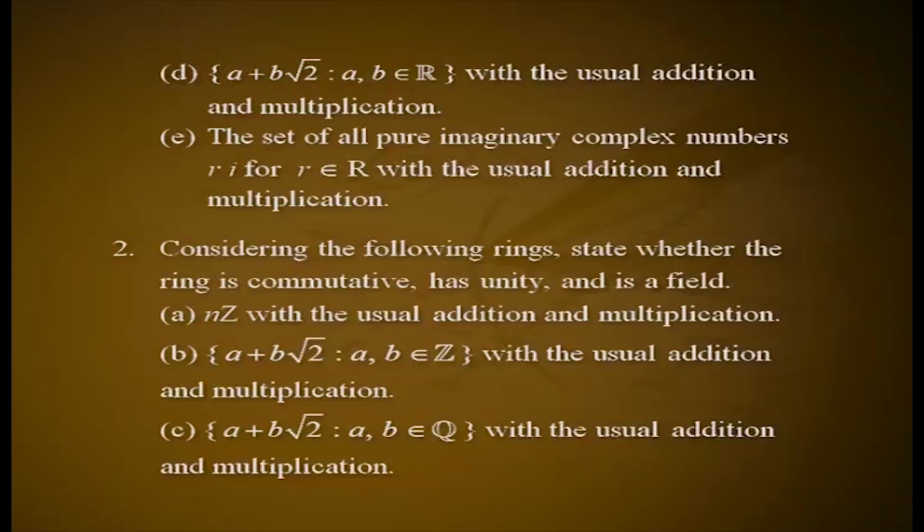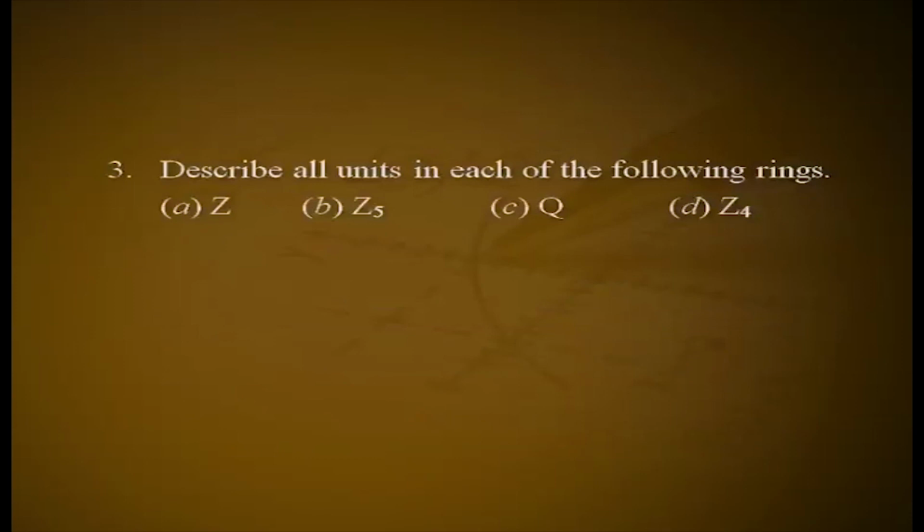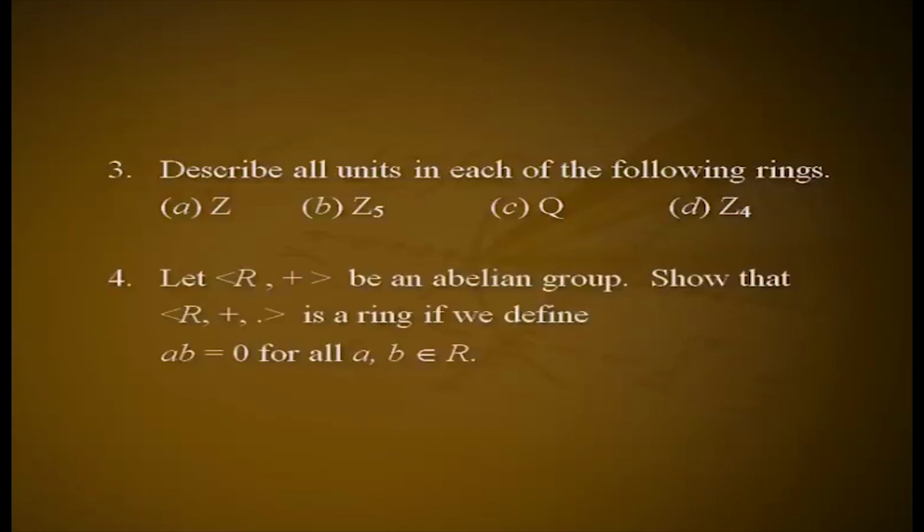A. The set N with the usual addition and multiplication. B. The set {a + b√2 : a, b belong to the set} with the usual addition and multiplication. C. The set {a + b√2 : a, b belong to Q} with the usual addition and multiplication. 3. Describe all units in each of the following rings. A. The set. B. The set 5. C. Q. D. The set 4. 4. Let (R, +) be an abelian group. Show that (R, +, ·) is a ring if we define a·b equal to 0 for all a, b belonging to R.